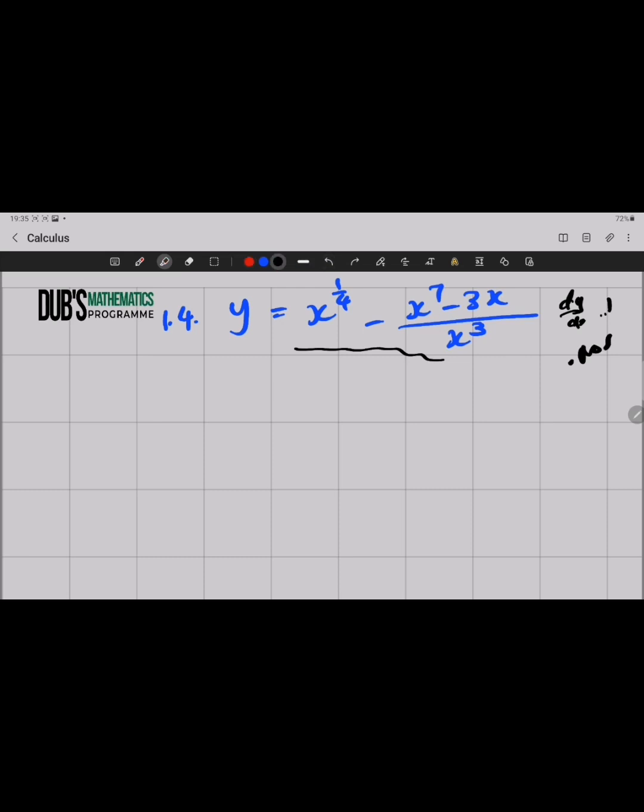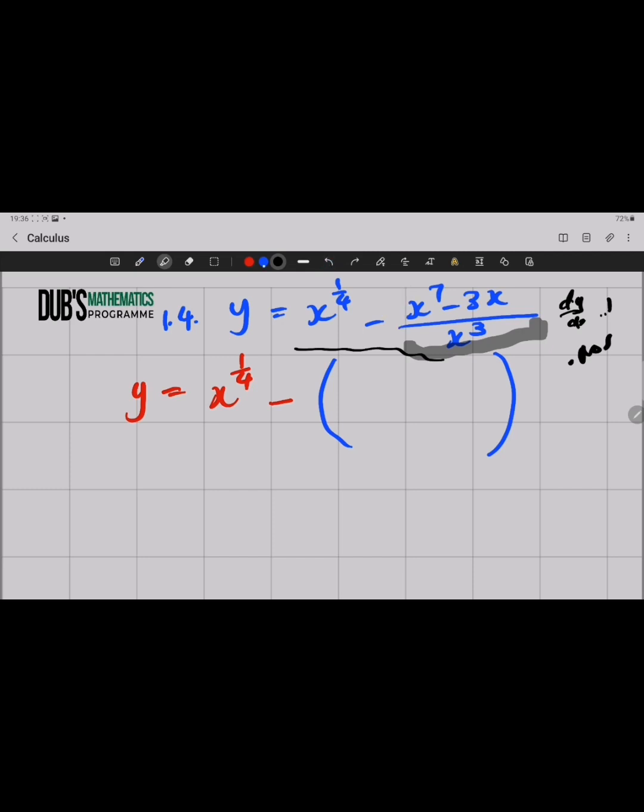Okay, so basically we still have y equal to, we'll bring that x to the power of 1 over 4 as it is, then we put a minus, then we put a bracket. Always put a bracket here because you've got 2 terms here. You've got 2 terms and you are subtracting them. So put brackets always to save your life.